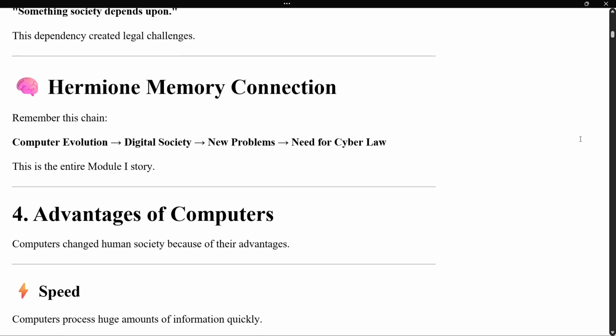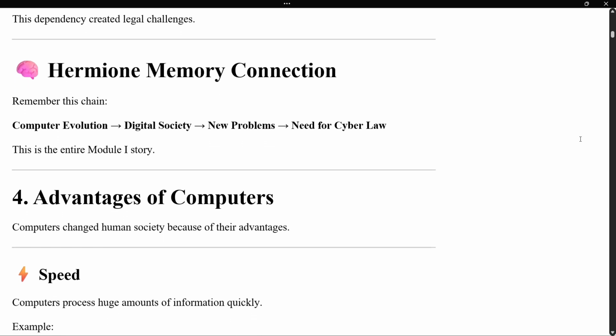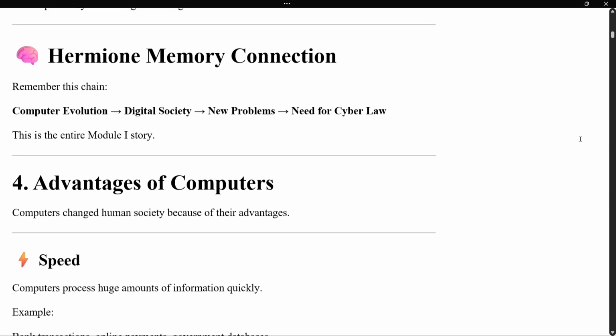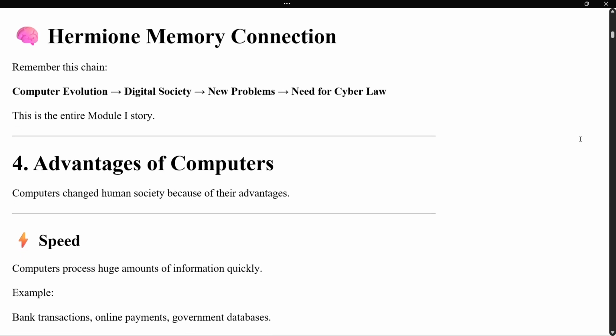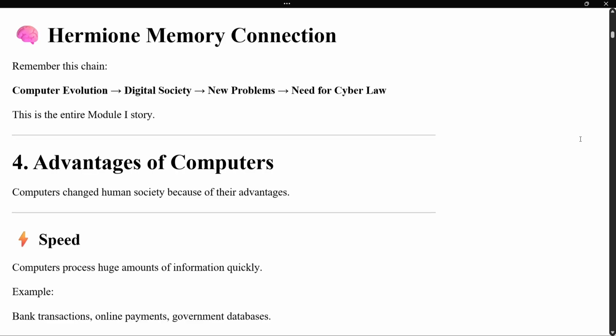This dependency created legal challenges. Hermione memory connection: remember this chain. Computer evolution, digital society, new problems, need for cyber law. This is the entire Module I story.